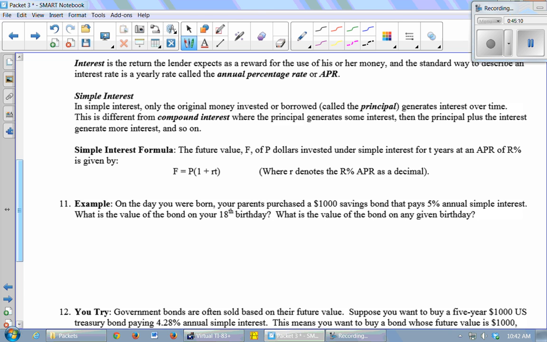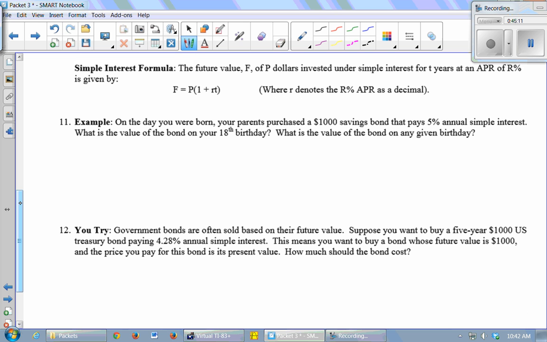Okay. So in simple interest, the future value of P dollars invested under simple interest at an APR of R% is given by the future value is equal to the present value times 1 plus RT. R is your interest rate as a decimal, and T is time.